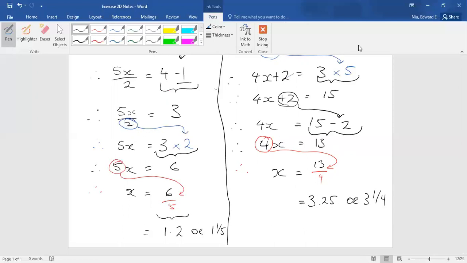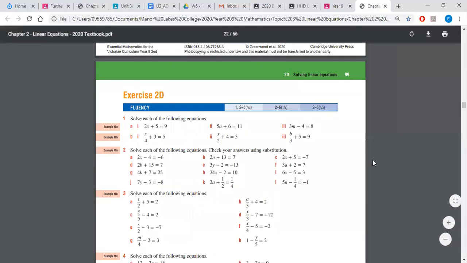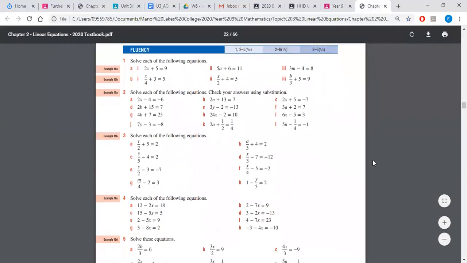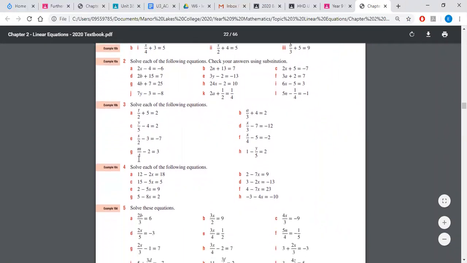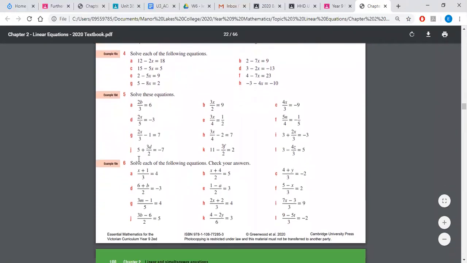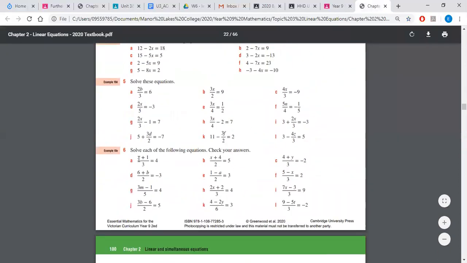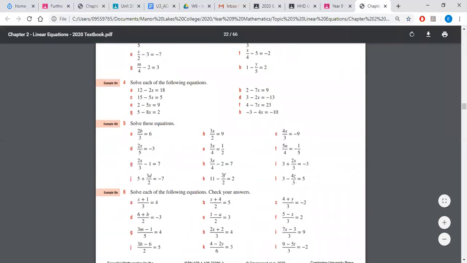So let's jump to our questions. Hopefully you've done questions 1 and 2. So 1, 2, and 3 from Friday. Let's take a look at questions 4, 5, 6. Yeah, let's just do 4, 5, and 6. All right, every second one again.